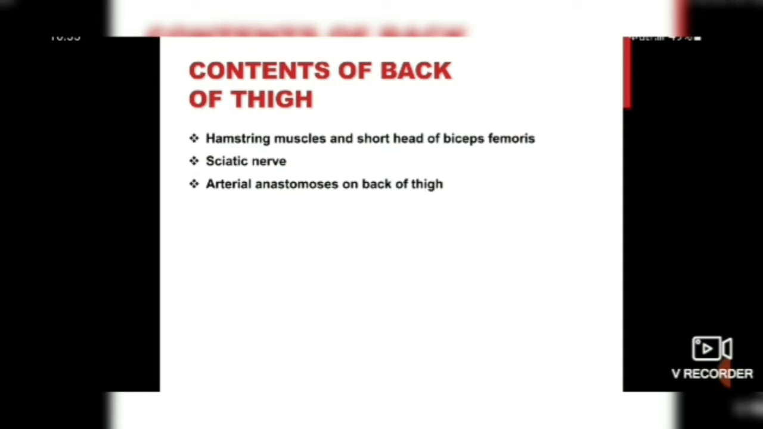The most important content here, the muscles, are called the hamstring muscles, and the short head of biceps femoris, which is not included with the hamstring muscles, the reason for which we will see in the forthcoming slides. The chief nerve that supplies these hamstring muscles happens to be the sciatic nerve, and we also see arterial anastomosis on the back of the thigh. So these are the contents of the back of the thigh.